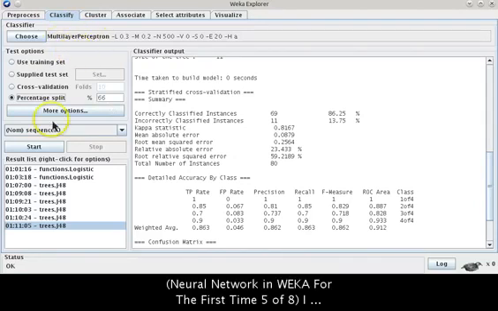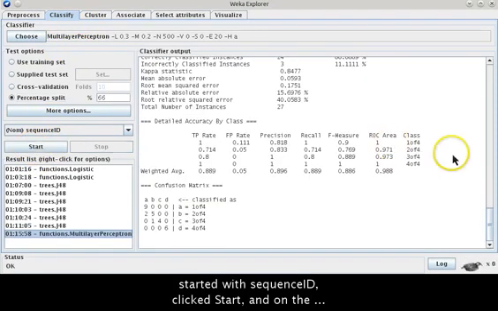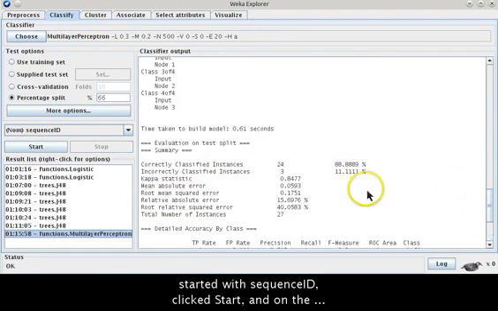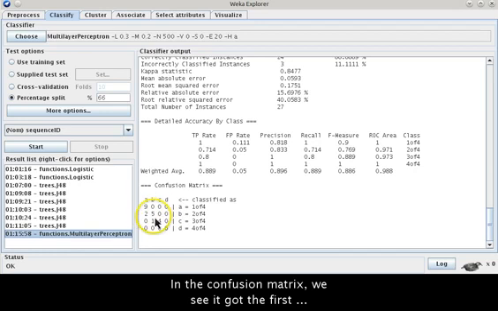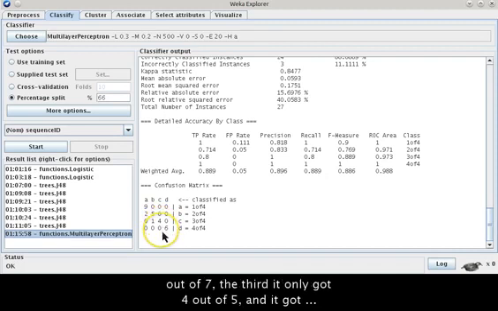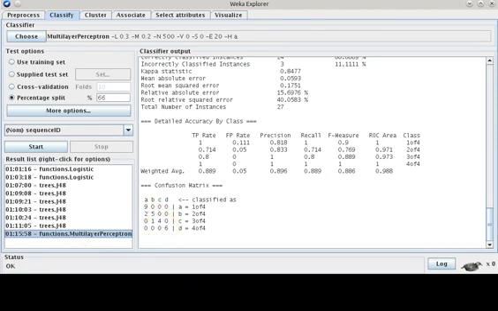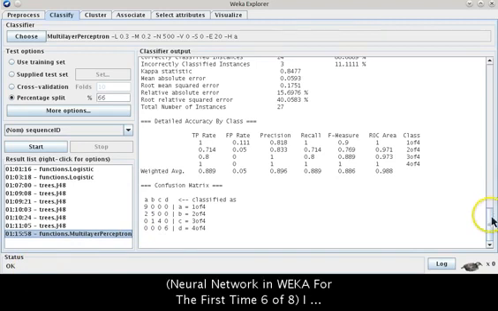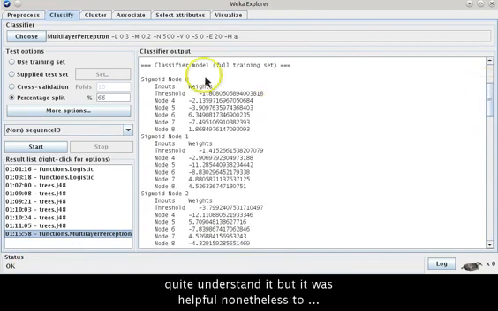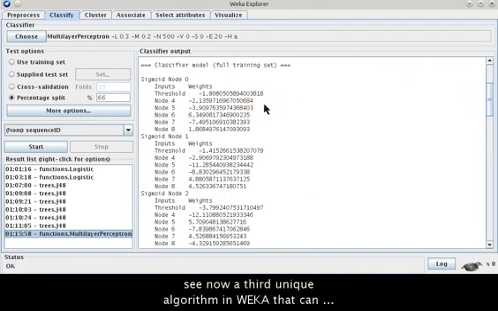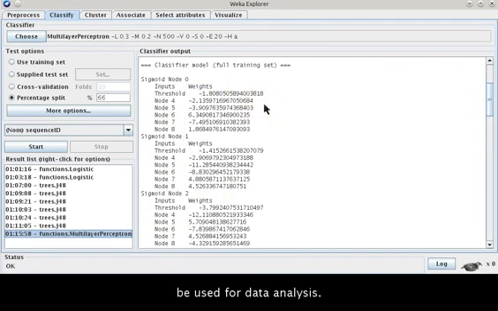So let's see how accurate the algorithm was in predicting sequence ID on that fresh set of 27 instances that it held out for testing. Well, it was 89%, as you saw, and the first sequence it got them all right, but as again the middle ones, there's uncertainty, and as you can see, the last one, it got them all right. I looked at the model that it built and didn't quite understand it, but it was helpful nonetheless to see now a third unique algorithm in WEKA that can be used for data analysis.